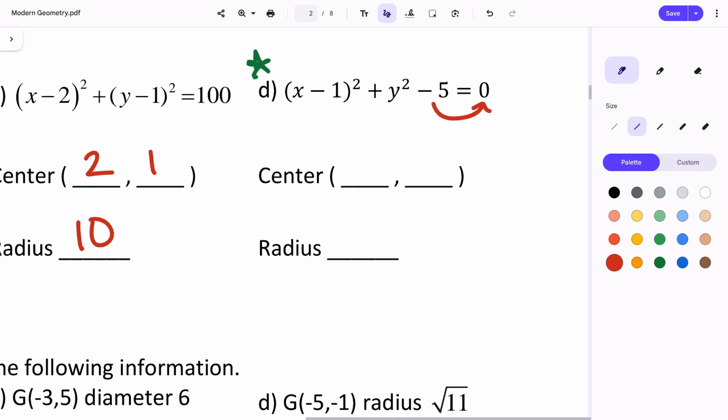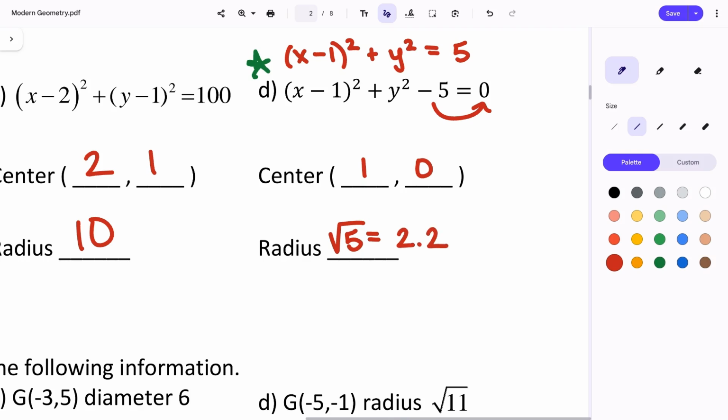This is not considered right now to be in the standard form. I would need to do a little bit of rewriting. All that means is I just need to move that 5 over to the other side, and I would do that by adding it. So it would actually look like this. Now you should be able to pull what you need. What's the center? 1, 0, and what would be the radius? Square root of 5, which is about, anyone know? I got about 2.2 when I did it. So I would just make sure when you're doing these on your own that you're square rooting that number. Use a calculator if you need to.